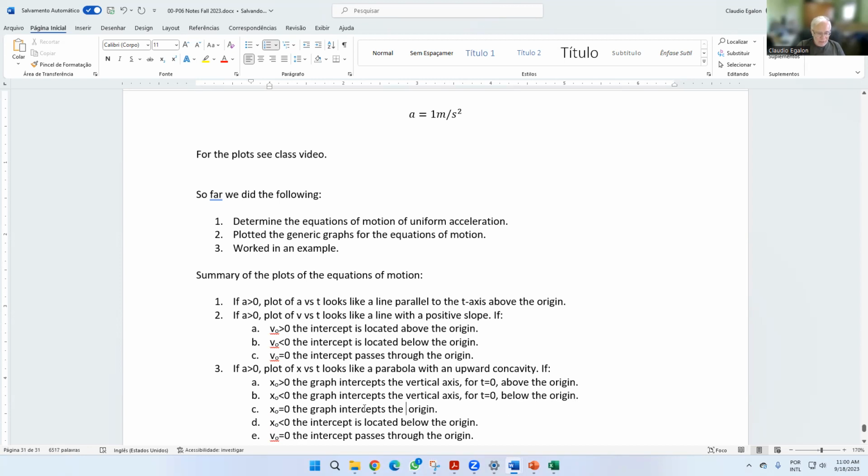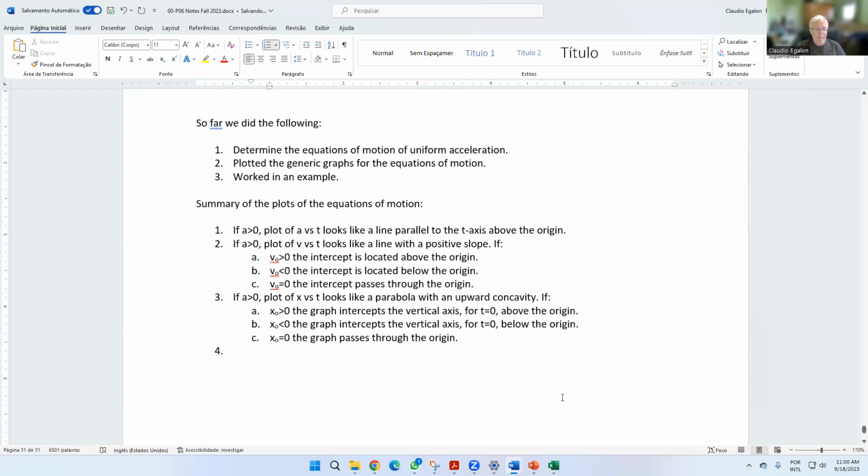Okay, or let's see, the graph passes through the origin. I want to elaborate even more. Let's see if I can do something better here. Yeah, let's do it this way. Okay. Now there's more.